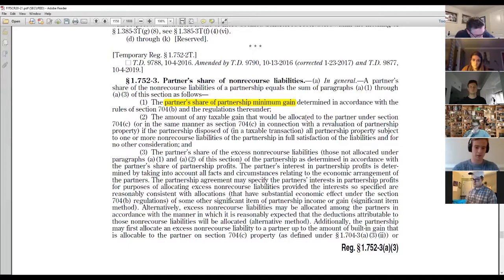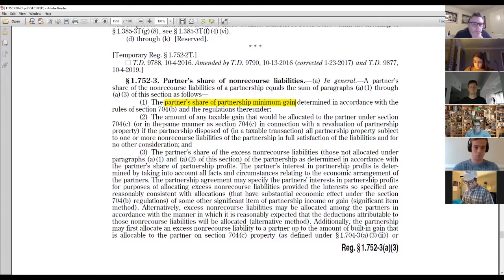So the amount of any taxable gain that would be allocated to the partner under Section 704(c) if the partnership disposed of all partnership property subject to one or more non-recourse liabilities in full satisfaction of the liabilities and for no other consideration. So that's the minimum 704(c) gain. Because under the Tufts rule, if we got rid of the property for 0, we just abandon it, we're going to have that gain because the non-recourse loan will go in the amount realized. So that's what we can call minimum 704(c) gain. And it asks that hypothetical question. So that's tier 2.